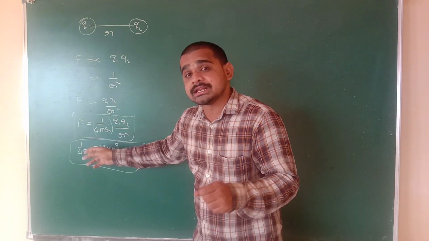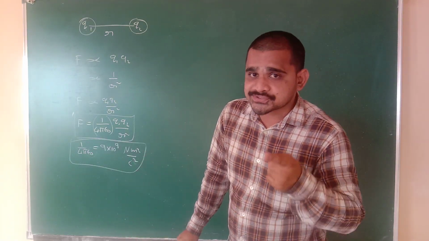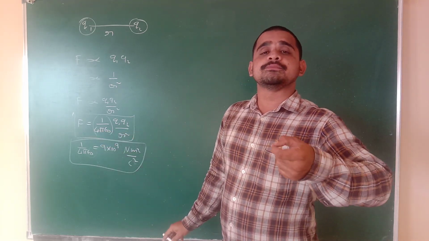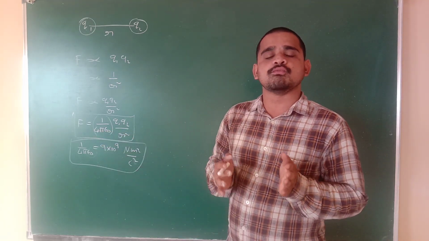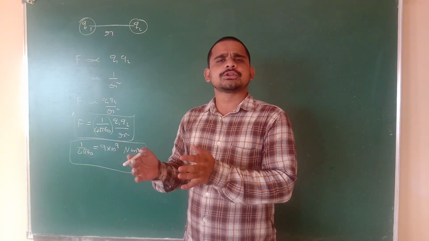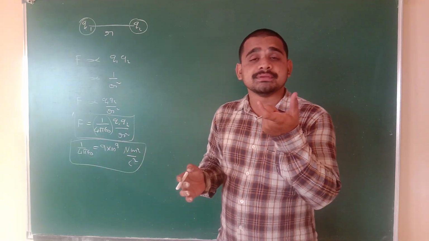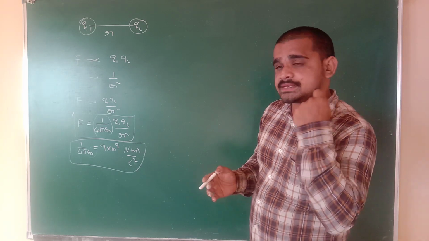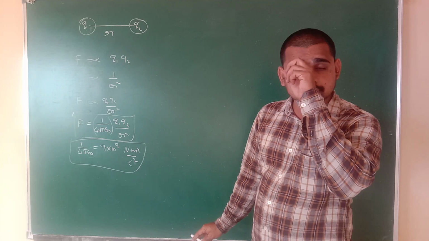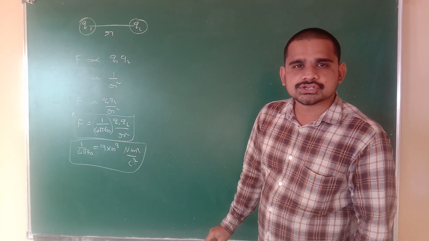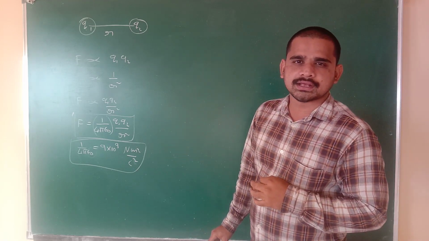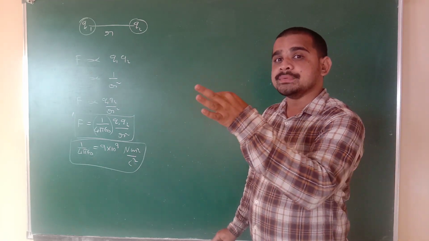Means this force depends on the medium. What is epsilon naught? It's the permittivity of the medium. From medium to medium, air medium, water medium, glass medium, solid medium, mercury medium, each will have some permittivity value. Means this force depends on the permittivity, this force depends on the medium. Got my point here?